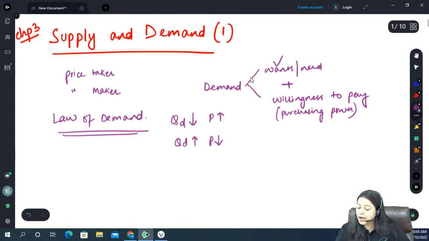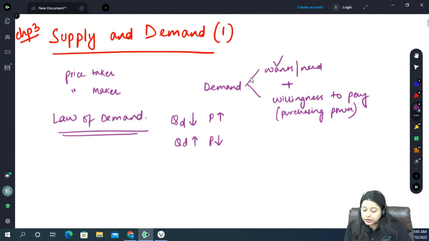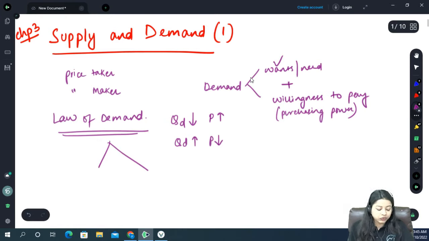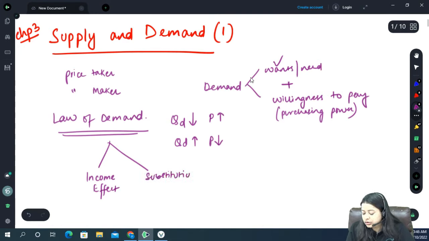Now, the law of demand can actually be explained using two effects. First is your income effect, and next is your substitution effect.